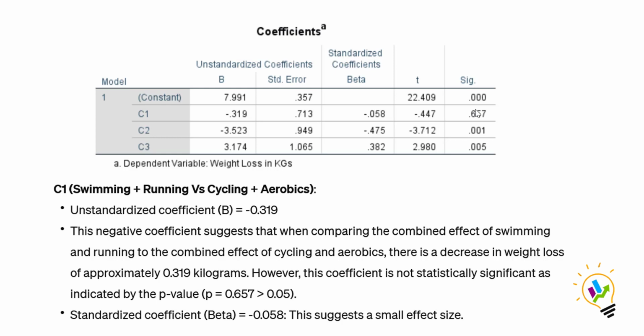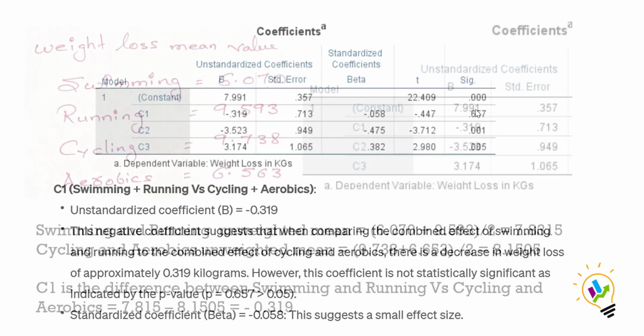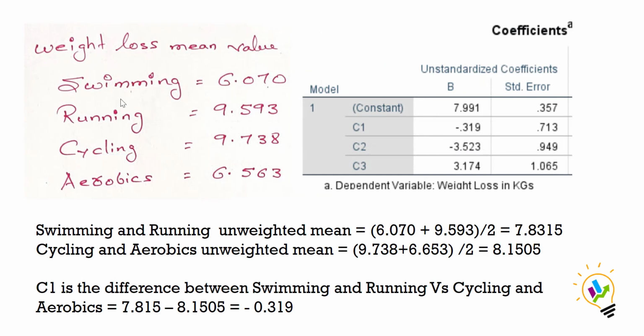Now let us see how we got this value, minus 0.319. If we take the mean values, swimming is 6.070 and running is 9.593. Add them and divide by 2, and we get the unweighted mean of swimming and running. For cycling and aerobics, if we add the two values 9.738 plus 6.563 and divide by 2, we get 8.1505. Take the difference between them. That difference is minus 0.319. So this is how we get the unweighted coefficient for C1.